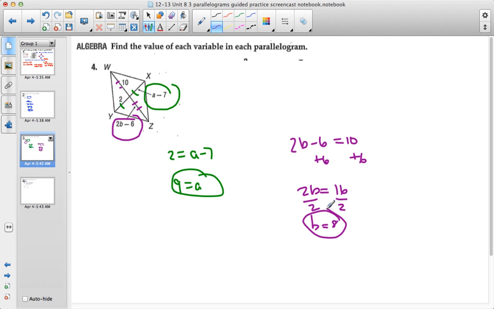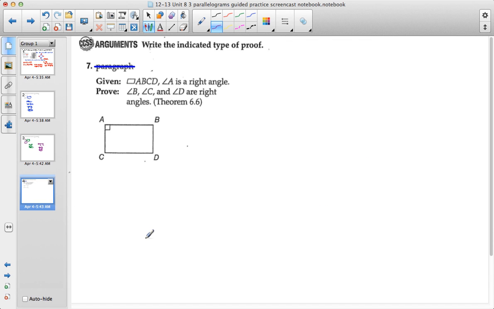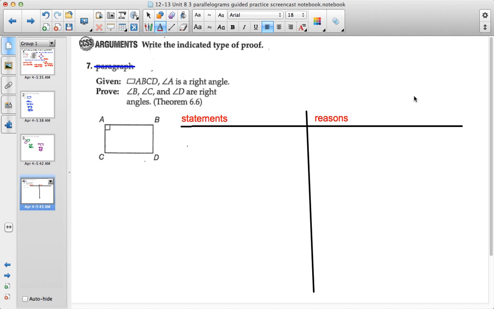So we're using those properties of parallelograms to solve various problems. Okay, again, I want you to show all of your work. And finally, we're going to be doing a proof. We're doing number 7. It said write the indicated type of proof, and it told you to do a paragraph proof. Doing 2-column proofs right now is fine. If you want to do a paragraph, that's fine. I'm going to show a 2-column, and as you work through problems, unless I specify, doing 2-column is fine.